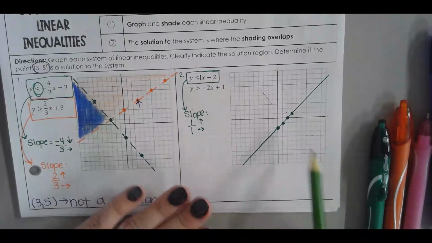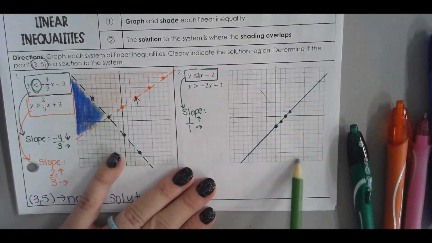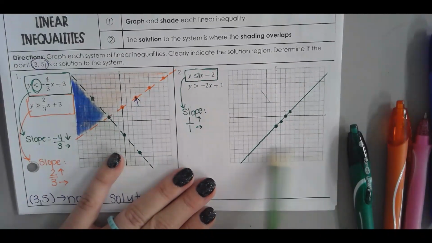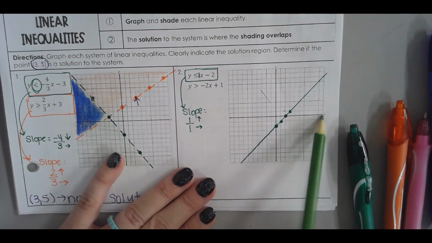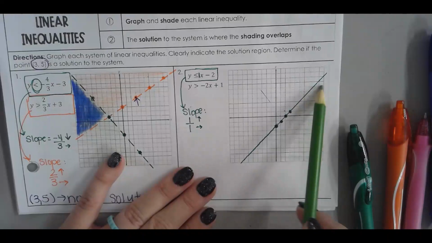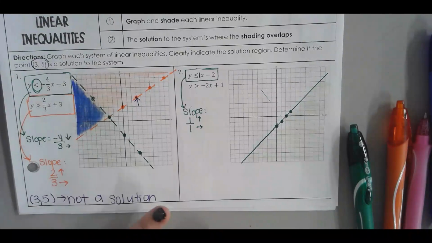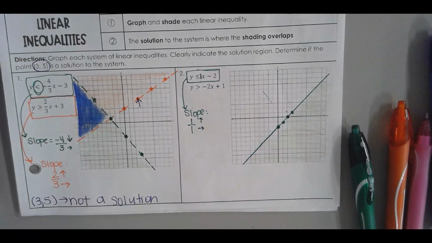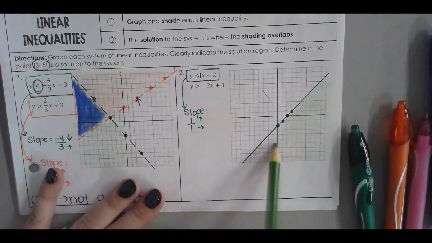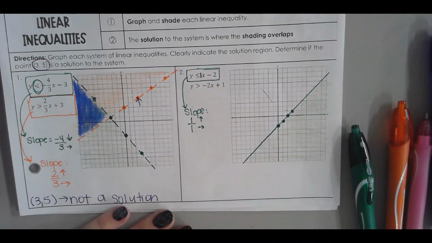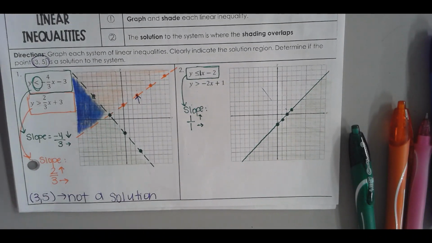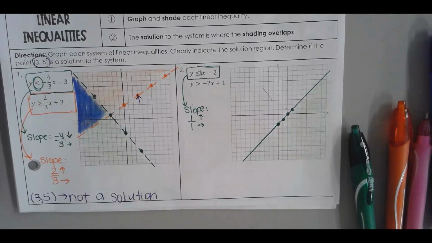Real light. You just need to barely be able to see it. So barely put any pressure on your colored pencil. Because if I look at your paper, it needs to be obvious to me which section is your final solution. If you're coloring them all in dark, I'm not going to know. So barely put any pressure. That's the first line.